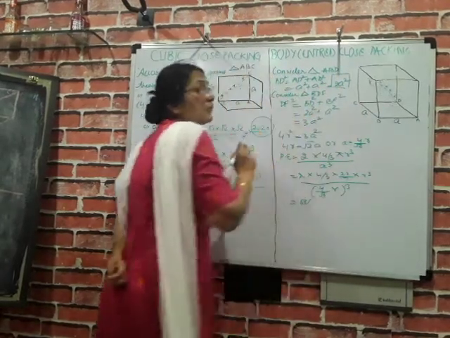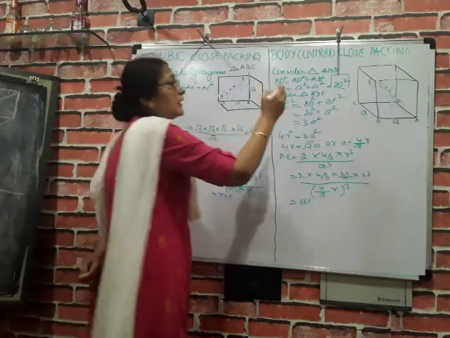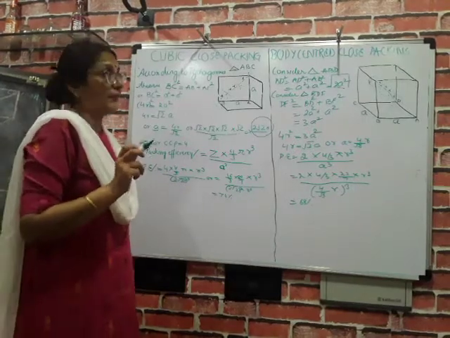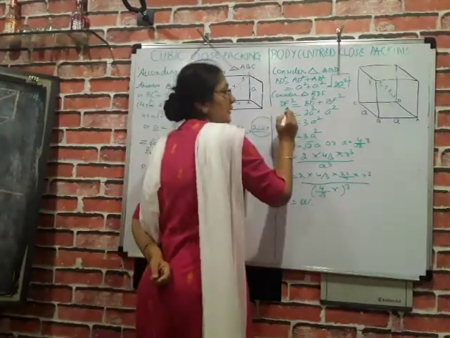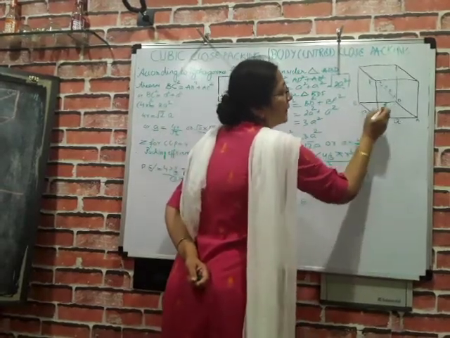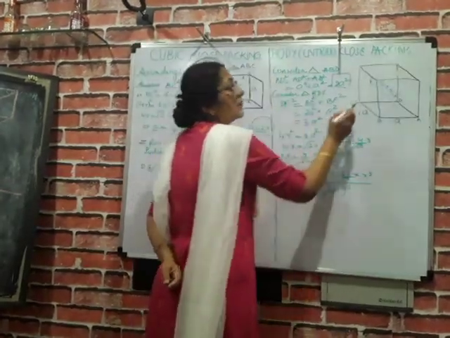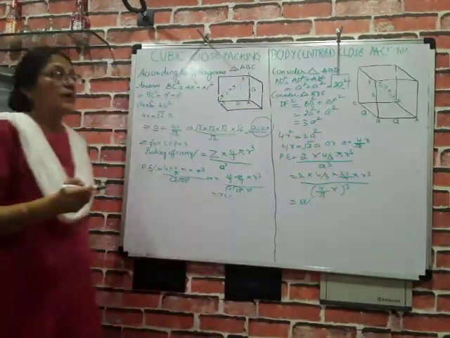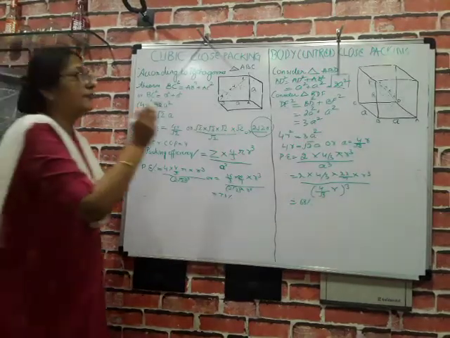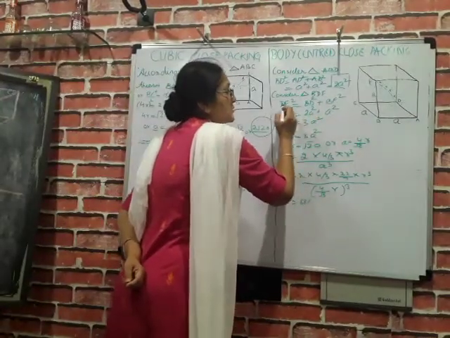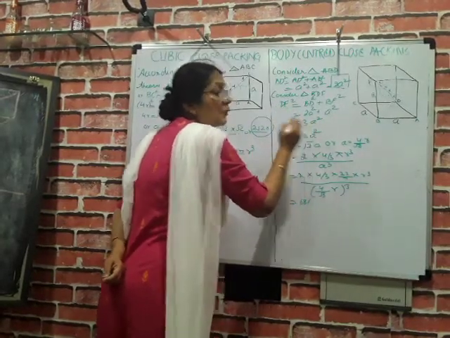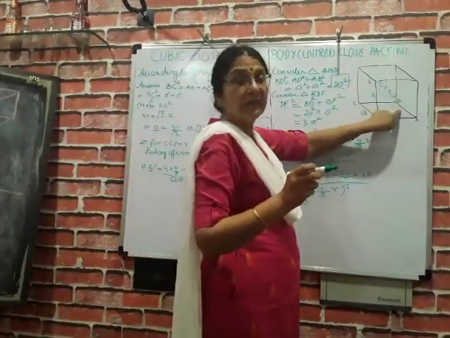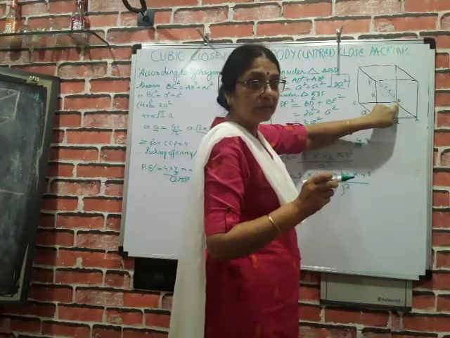The purpose of finding BD square is that we require the angle BDF. Now, in triangle BDF, hypotenuse DF square is equal to BD square plus BF square, which is again an edge length A. And BD square, as we have derived, is 2A square. Therefore, DF square equals 3A square.